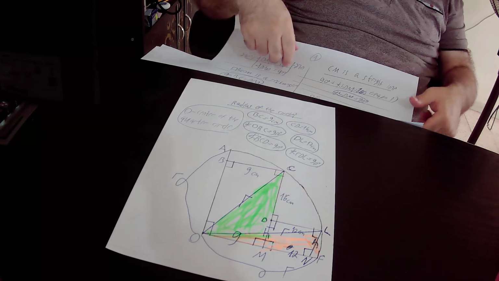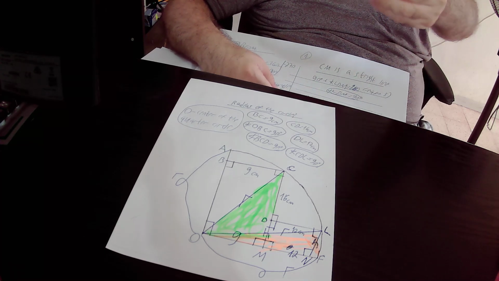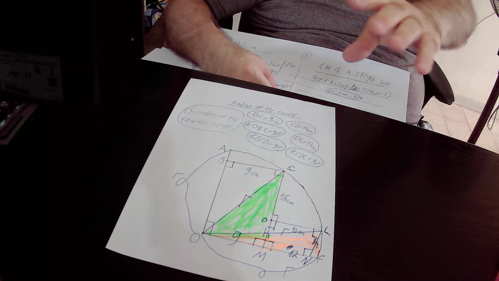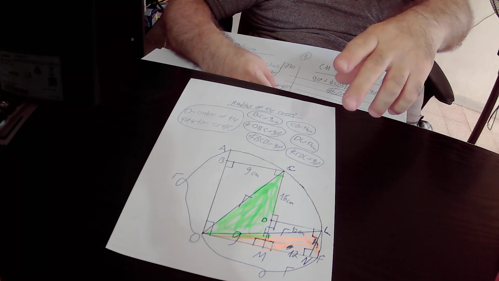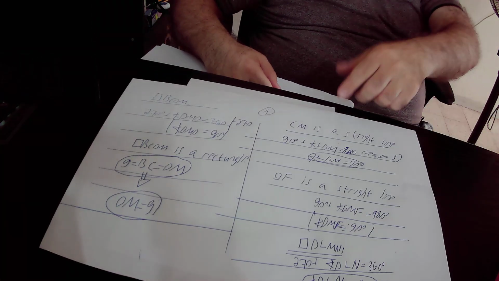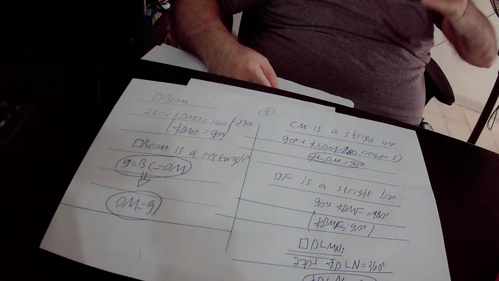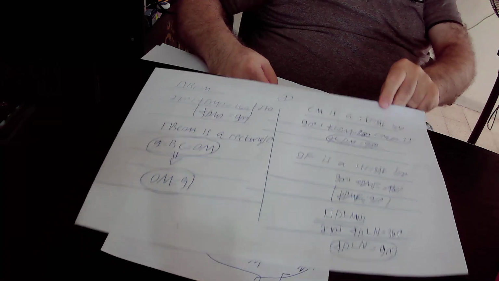Here it is given that CD is a straight line, and when we extend the straight line CD by a straight line, the result must be a straight line. So the result is CM, because when you extend a straight line by a straight line, the result must be a straight line. So CM must be a straight line.